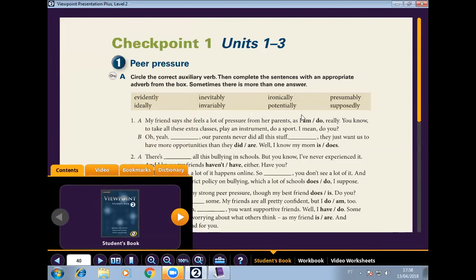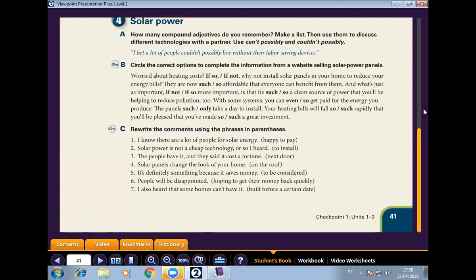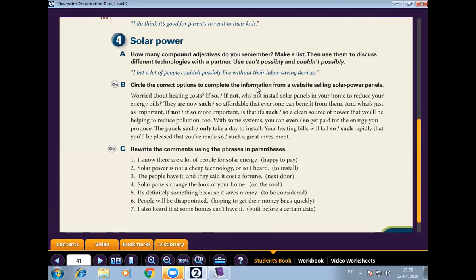Coming back here. Next page. Right here. Circle the correct options to complete the information from a website selling solar power panels. Worried about heating costs? If not, or if so? If so, or if not? If so. Worried about heating costs?